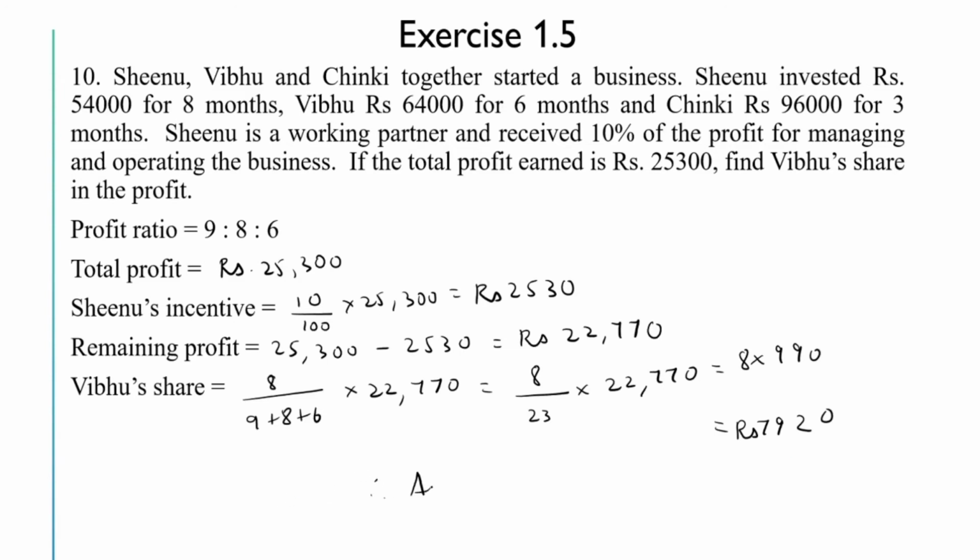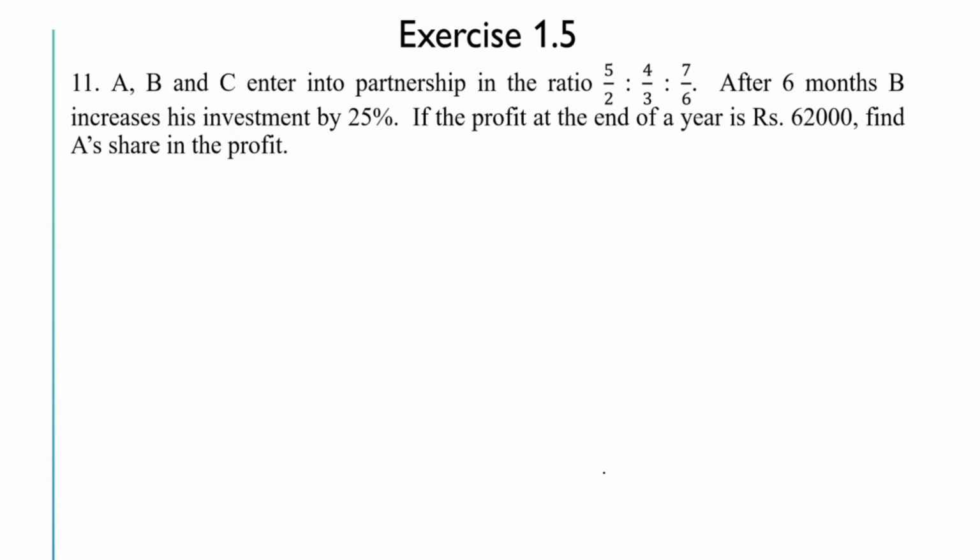Therefore the answer is rupees 7,920. The next question: A, B and C enter into partnership in the ratio 5/2 : 4/3 : 7/6. After 6 months, B increases his investment by 25%. If the profit at the end of a year is rupees 62,000, find A's share in the profit.